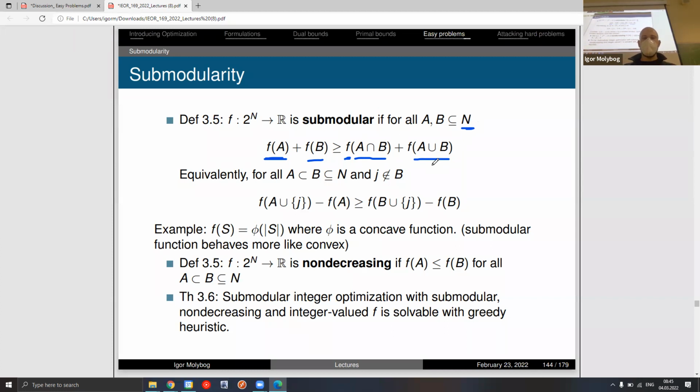There's an equivalent definition for this, that for any two sets A and B that are included in one another, you're having set A.